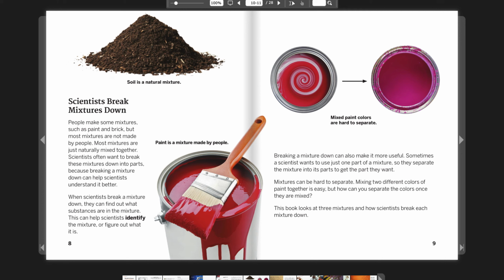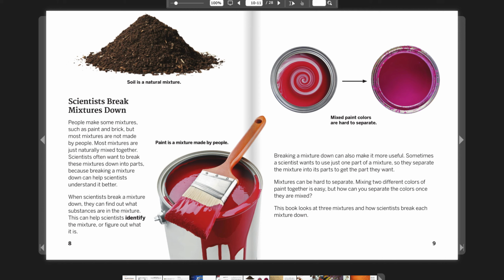This can help scientists identify the mixture or figure out what it is. Breaking down a mixture can also make it more useful. Sometimes the scientist wants to use just one part of a mixture, so they separate the mixture into its parts to get the part they want.